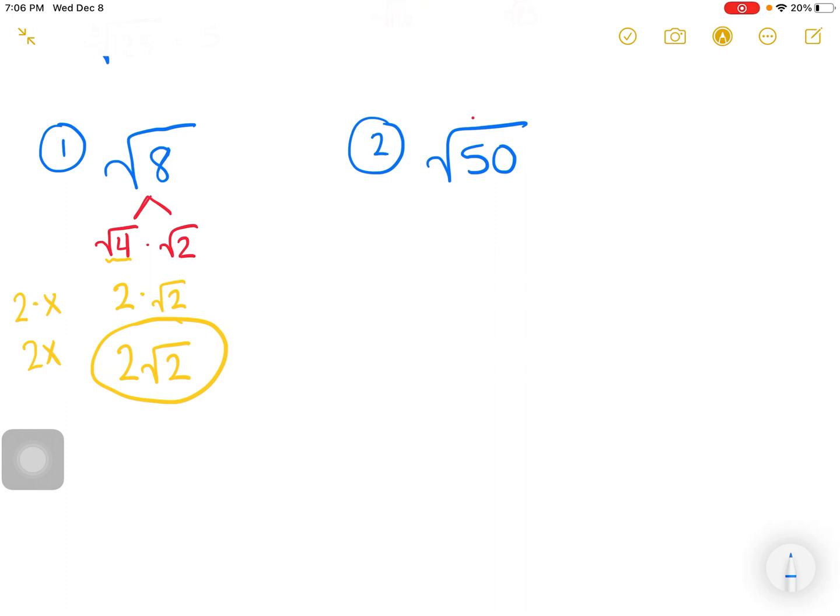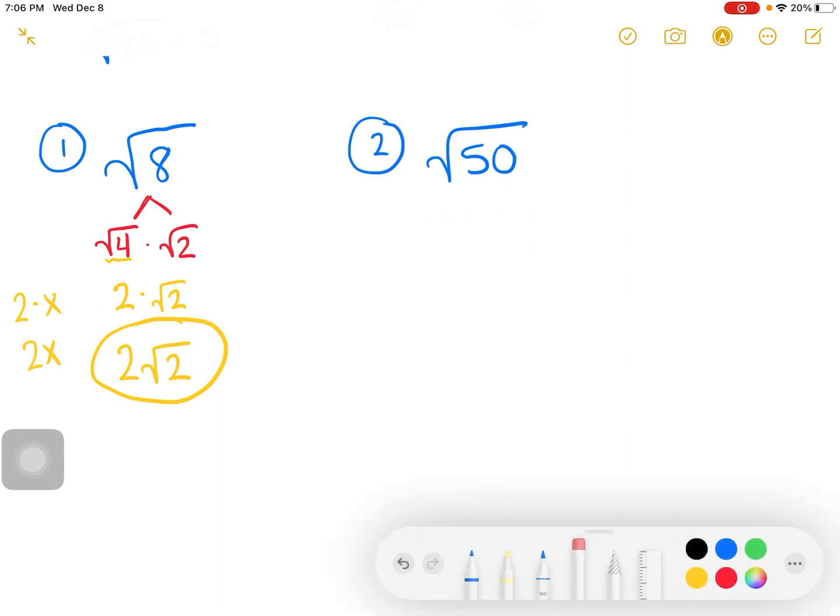What can we multiply together to get 50? Now, I automatically think 10 and 5. But if I try to break this apart, square root of 10 times the square root of 5, neither one of those are perfect squares. So that really did nothing to help me. You want to try to find things that you multiply together to get 50, but one of them has to be a perfect square. So 10 and 5 didn't work.